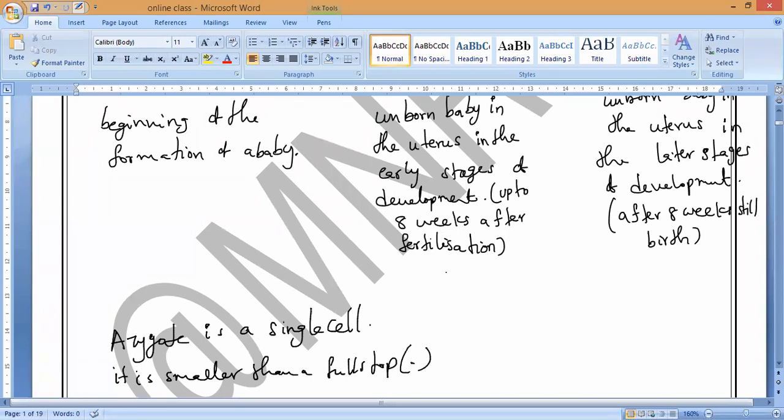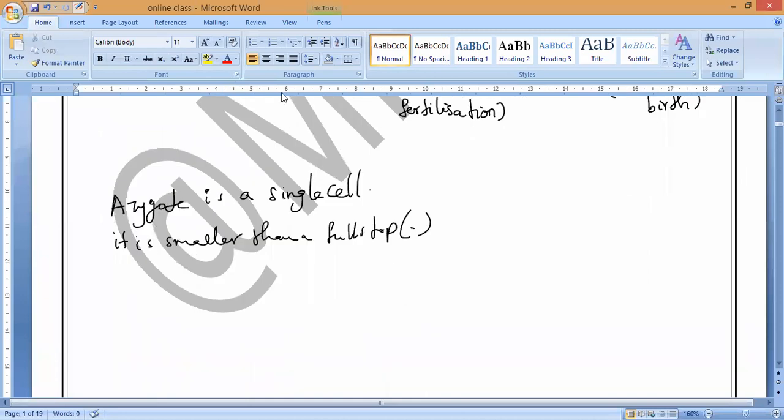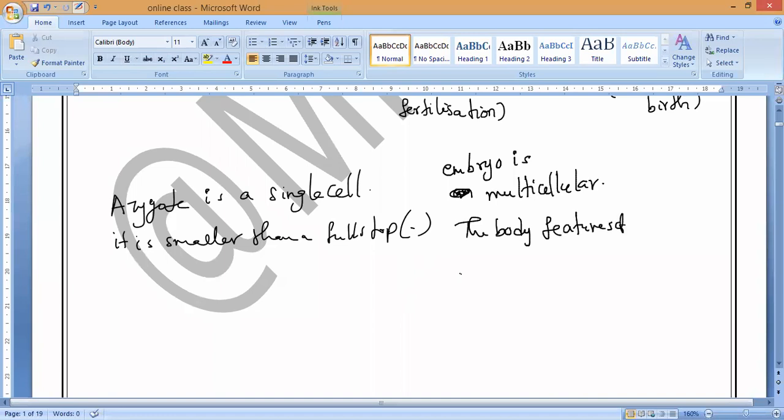That is next. So embryo is a what, guys? Embryo is a single cell or multicellular? Please respond. Embryo is a what? Multicellular. That is, embryo is multicellular. The body features of a growing baby in the embryo are not much developed.